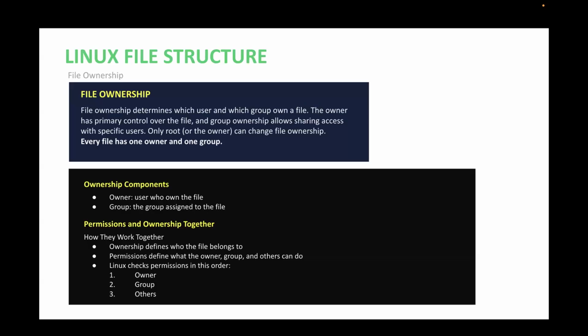And so the way Linux checks the permissions order is usually the owner first, then the group, which is the group of users that would have access to the file, and others, which are the other users on that system. All right.